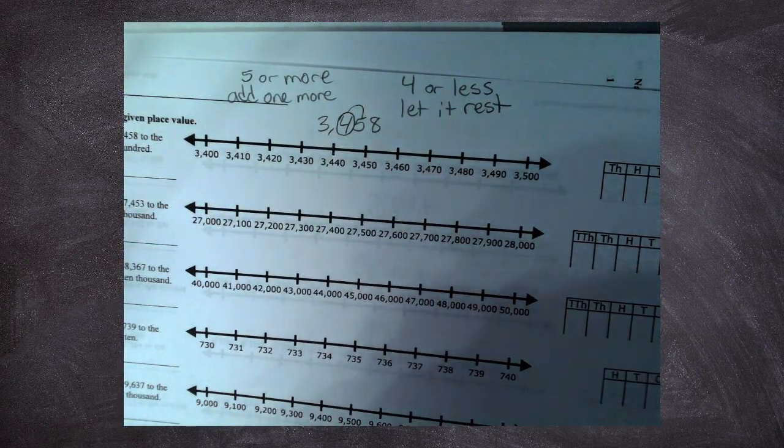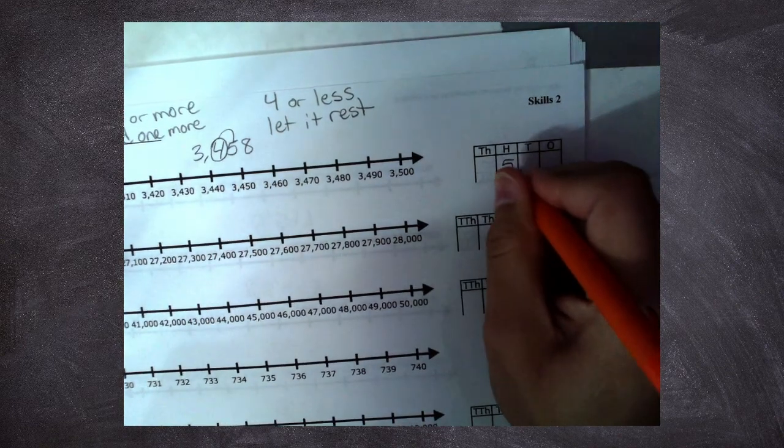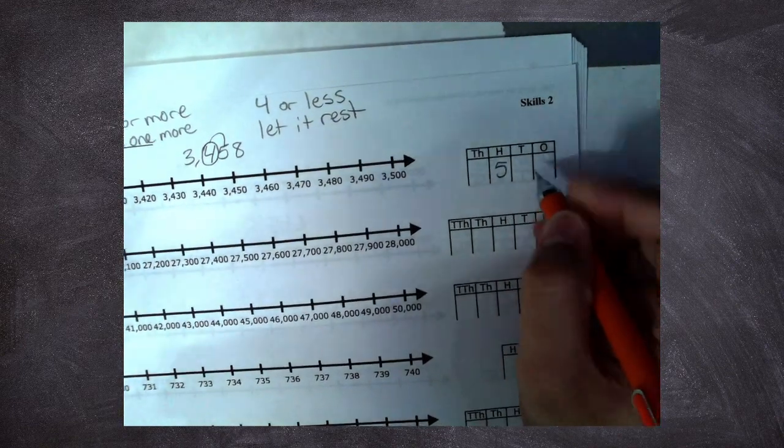If the neighbor is a 5, what am I going to do to my hundreds place? Is my hundreds place going to go up, or is it going to stay the same? Kylie. It's going to go up. Okay, so Kylie, it was a 4, and if it goes up 1 more, it's going to be a 5. Okay, so my hundreds place is a 5. All the smaller place values are 0.